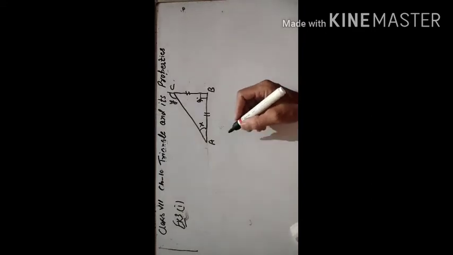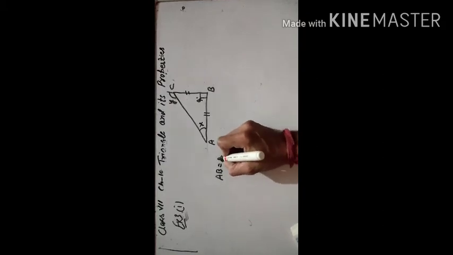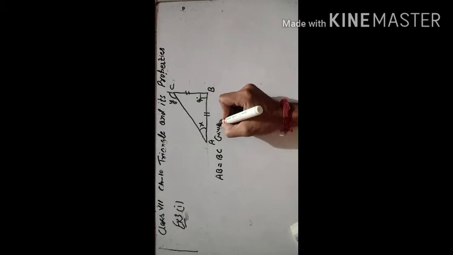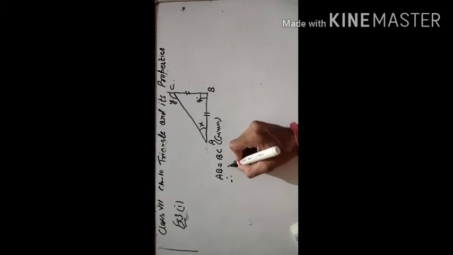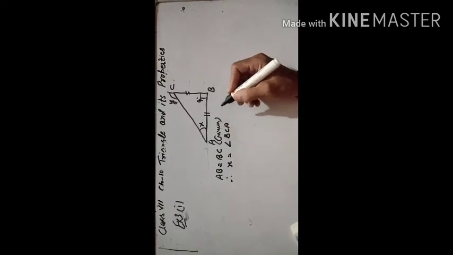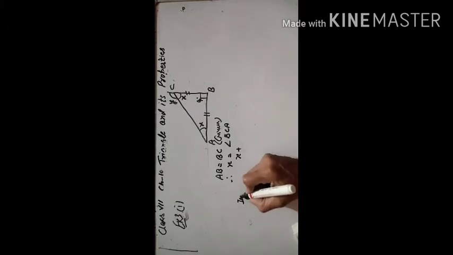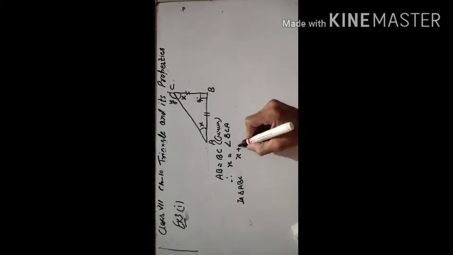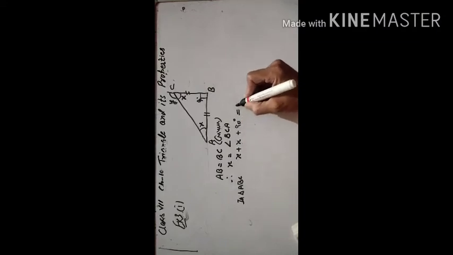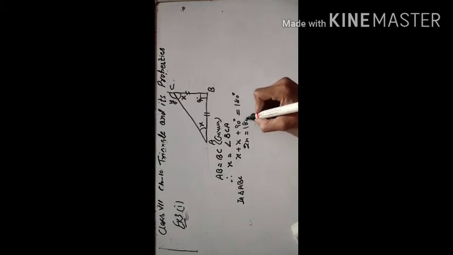Now in triangle ABC, AB is equal to BC, given. Therefore x is equal to angle BCA. This angle is also x. Now in triangle ABC, x plus x plus 90 is equal to 180 degree. So 2x is equal to 180 minus 90. x is equal to 90 upon 2, that is 45 degree.